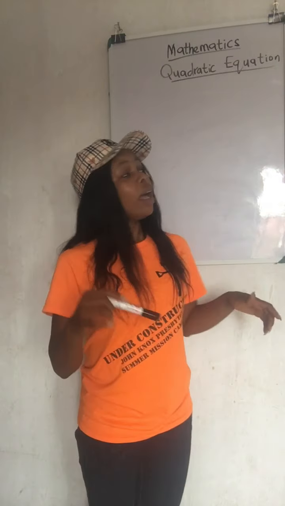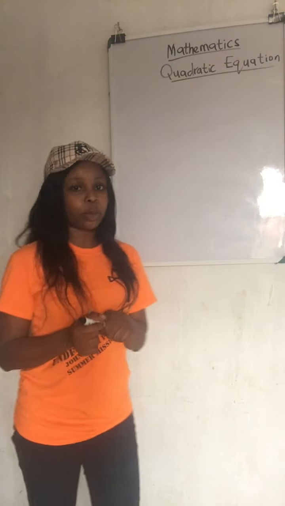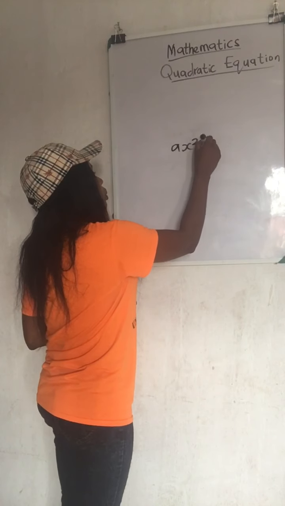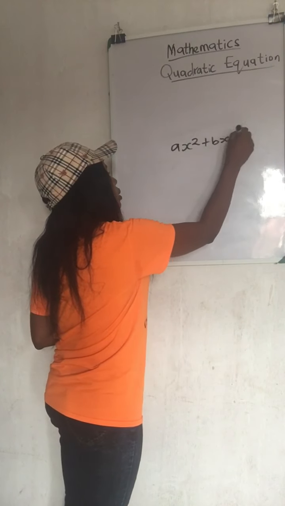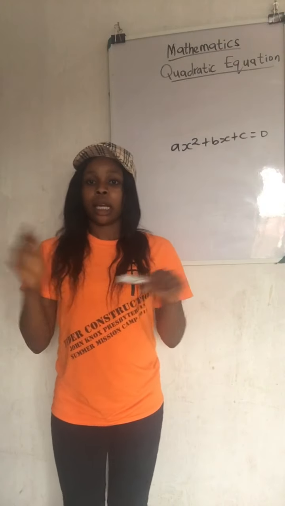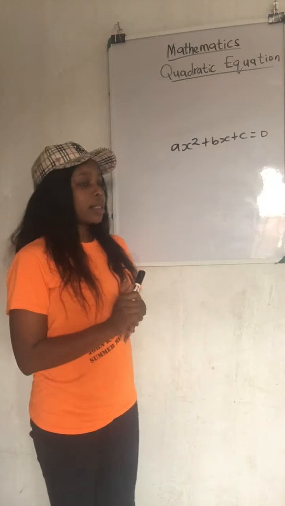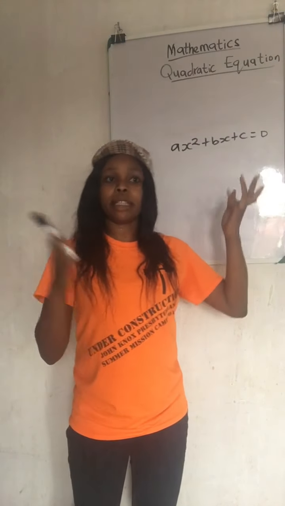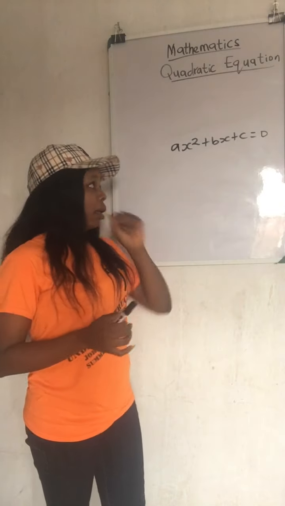So let me give you the standard form for a quadratic equation. The standard form should be ax squared plus bx plus c equal to 0. This is the standard form. It can be plus or minus, remember, either a positive sign or a negative sign.